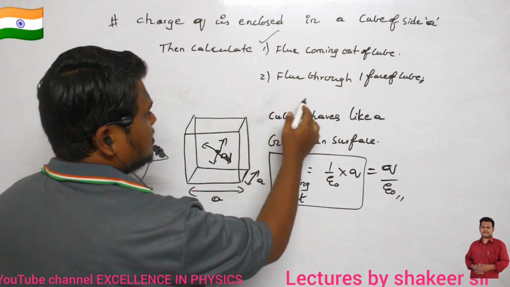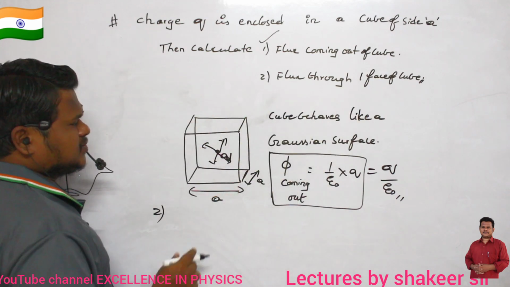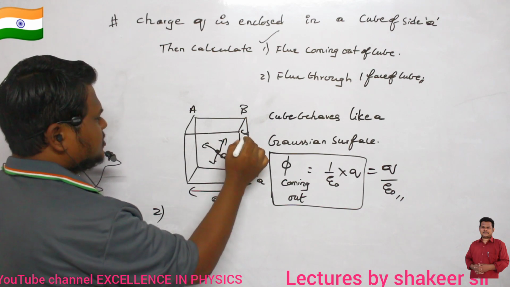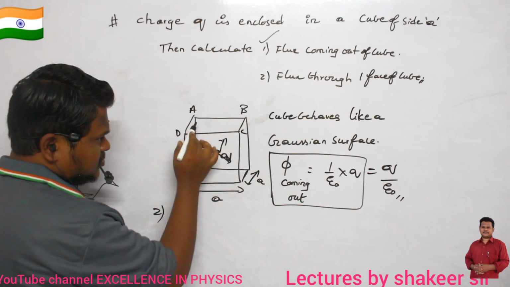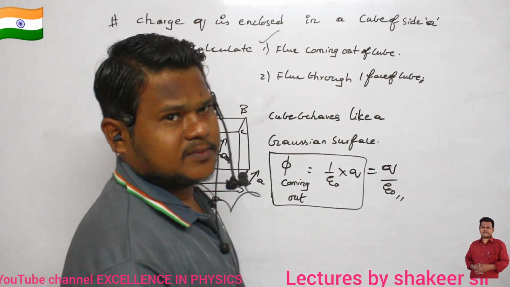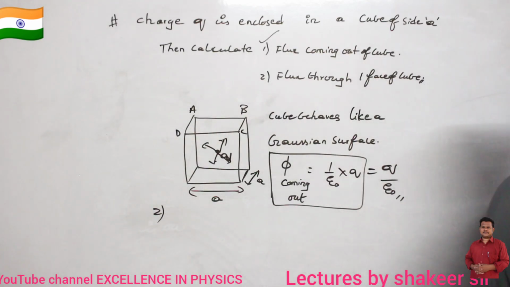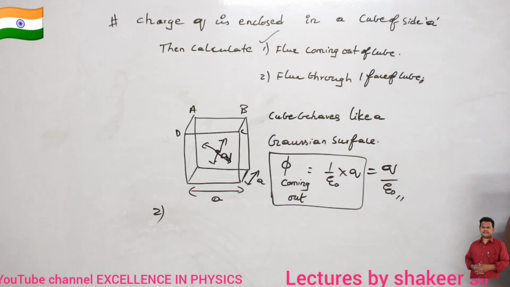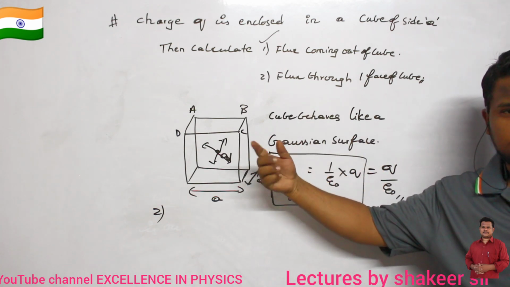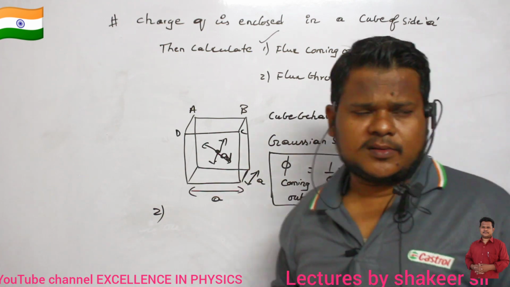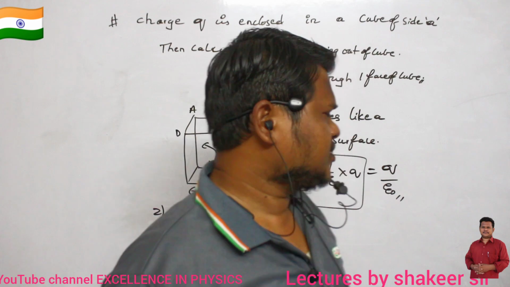Now what is the answer for the second question? The second question is the flux coming through one face of the cube. So this I can take as one face, A, B, C, D. Can you say out of this single face, how much flux is coming out? Just by your common sense, you can say the answer: Q by 6 epsilon naught. Why is it Q by 6 epsilon naught?